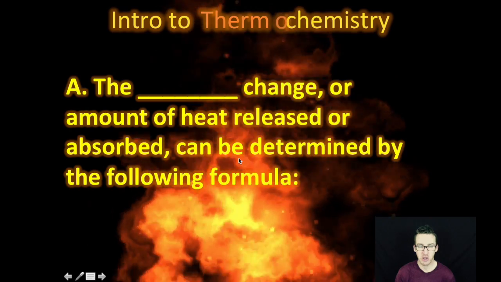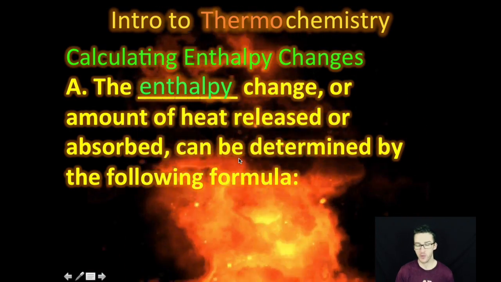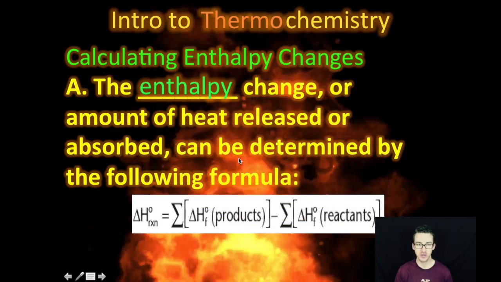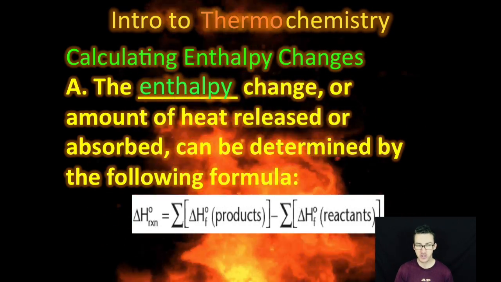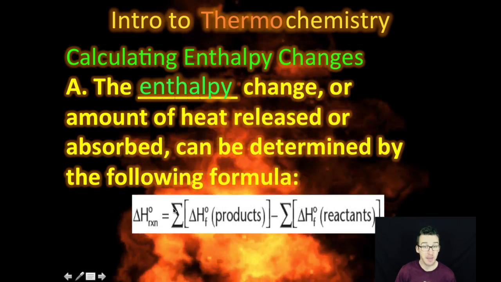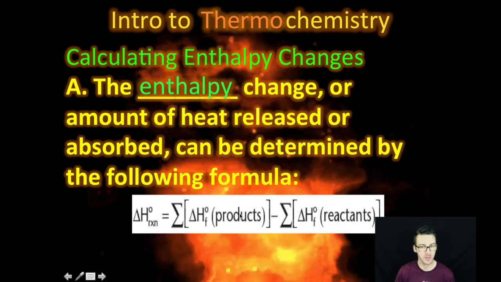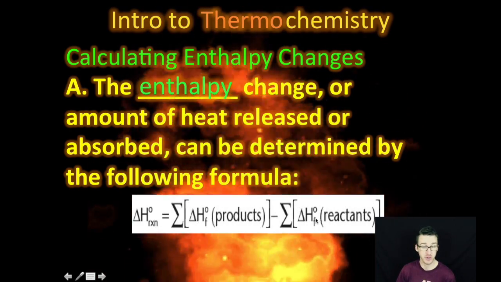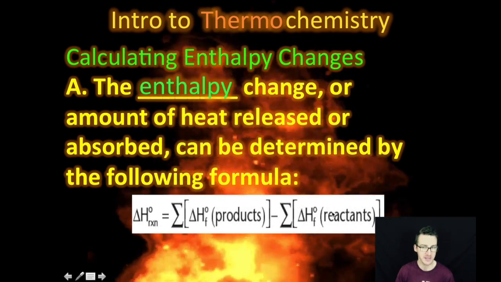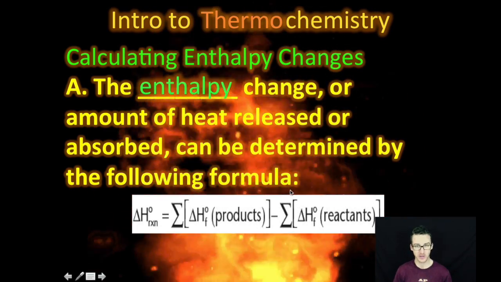Okay, so the next thing we're going to talk about is how can we determine what the enthalpy change is. We are going to use a formula that is provided to you on your formula chart, and you can determine the enthalpy change simply by summing together the heats of formation of your products, summing together the heats of formation of your reactants, and then subtracting the heats of formation of reactants from the heats of formation of your products.